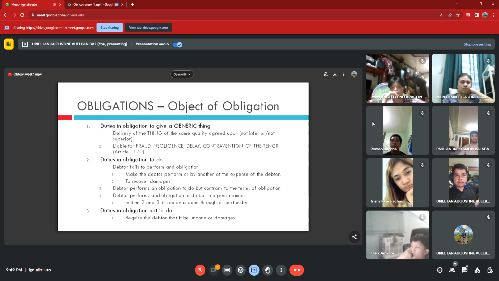Now, how about duties in obligations to give a generic thing? The obligor debtor is required to deliver and maintain the same quality agreed upon by the parties. Quality that is neither inferior nor superior. If the obligor debtor is obliged to deliver a classified thing, the obligor debtor is obliged to deliver the same kind of quality.